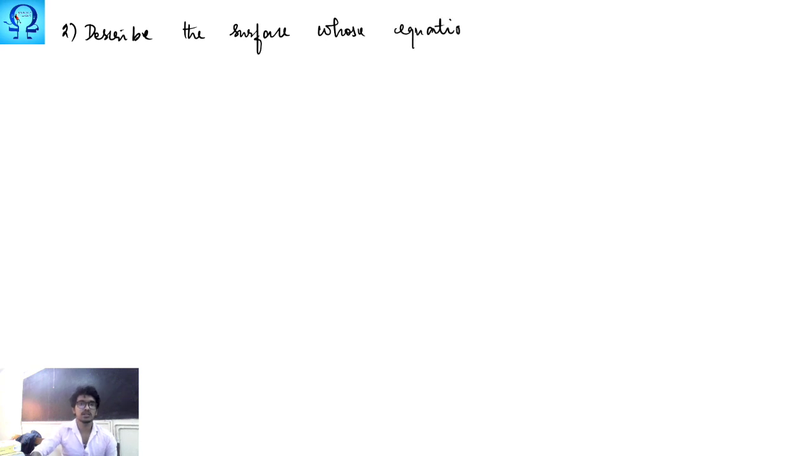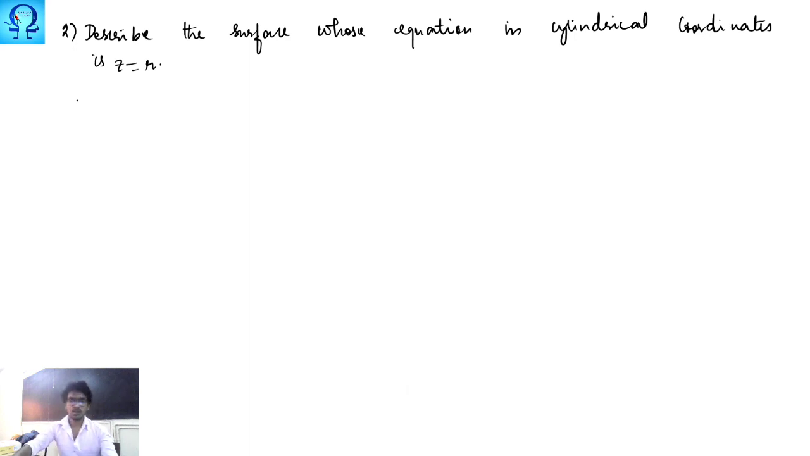Now we are moving to the next problem, that is we are asked to describe the surface whose equation in cylindrical coordinates is z equals r. So we are simply given that z is r, and we will have to find out what this surface is. Now I think I shall do some mathematical calculation and show you the things graphically.